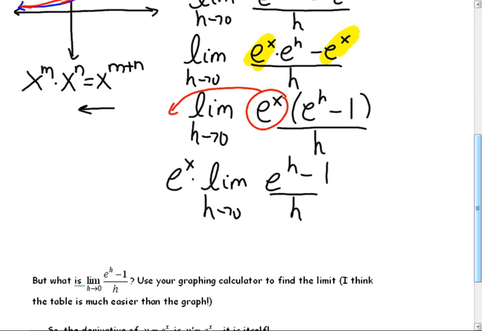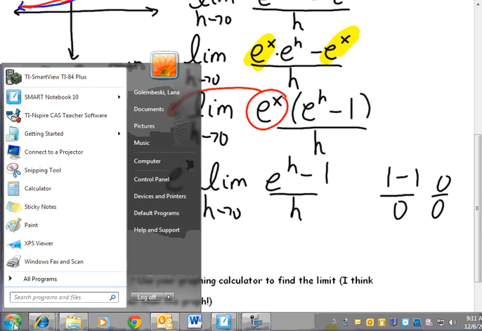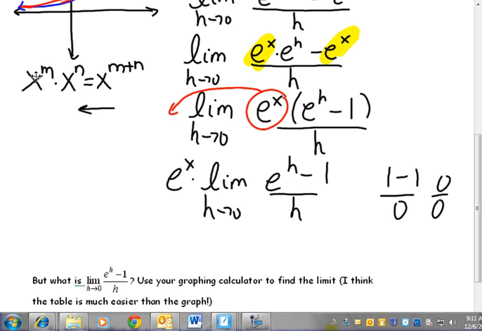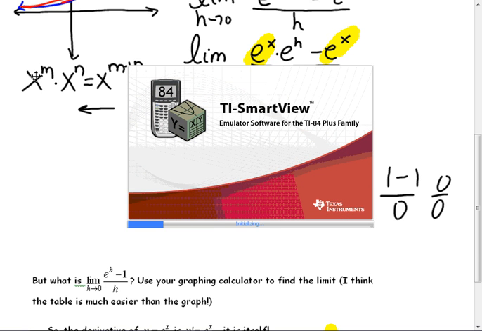If you put in 0, you get 1 minus 1 over 0. So it's going to take me a second. Let's pull this up. There it comes. So I'd like to look at that limit. Now, these are dummy variables.